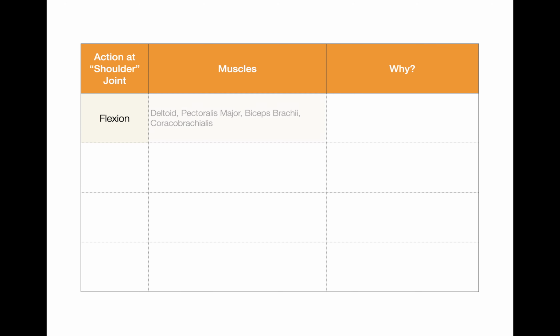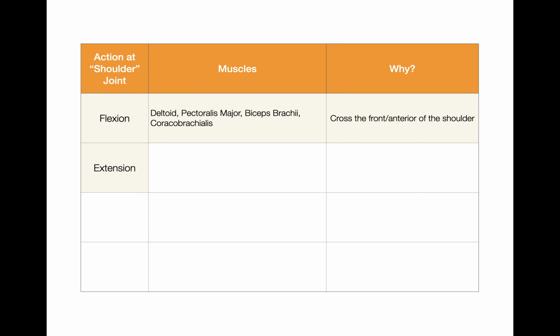All right, to perform flexion is to pull the arm forward. So the muscles that perform flexion at the shoulder joint must cross the front or anterior of the shoulder. These include deltoid, pec major, biceps brachii is also there, and coracobrachialis.